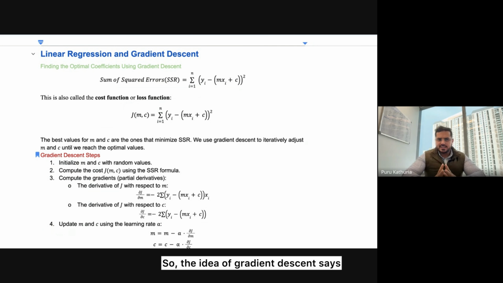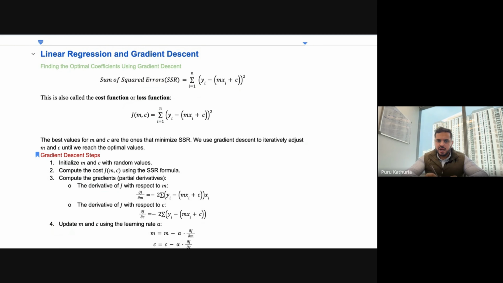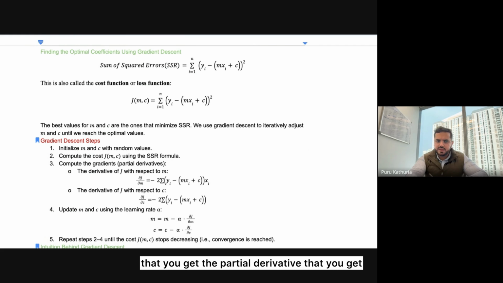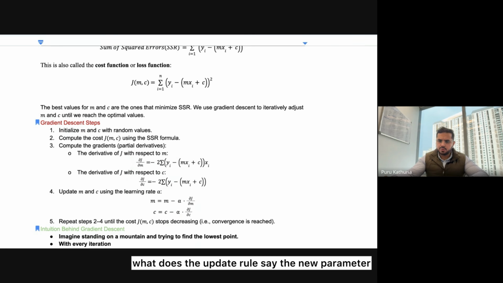So the idea of gradient descent says that take the partial derivative of whatever loss function you are dealing with. Supposing you're dealing with the loss function j, take the partial derivative of j with respect to m. Take the partial derivative of j with respect to c, and the gradient value that you get. For example, this is what we get, right? We get the partial derivative with respect to m and with respect to c. So the partial derivative that you get, use it in an update rule. Now, what does the update rule say? The new parameter is equal to the older parameter minus the gradient value times the learning rate. This is what the update rule says.